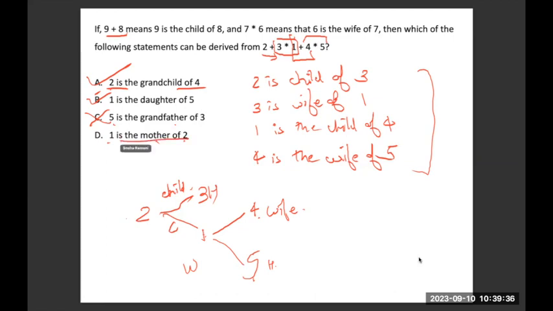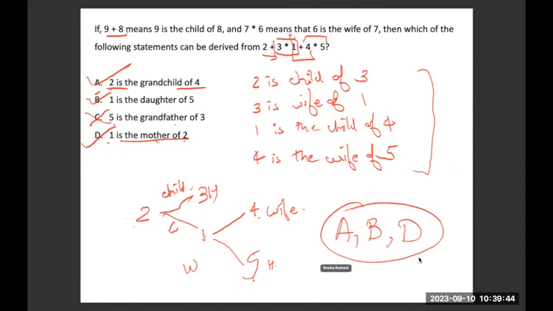And 1 is the mother of 2, which is also true. So A, B, and D, all 3 are correct. Is this clear? Can you explain this question again? See. Mom, how is B correct? How is B correct? Chalo.